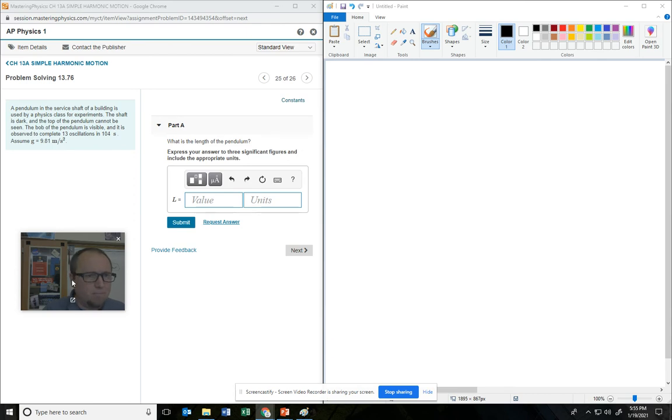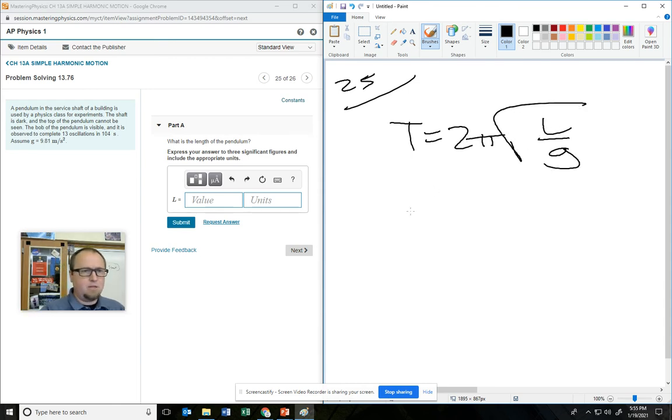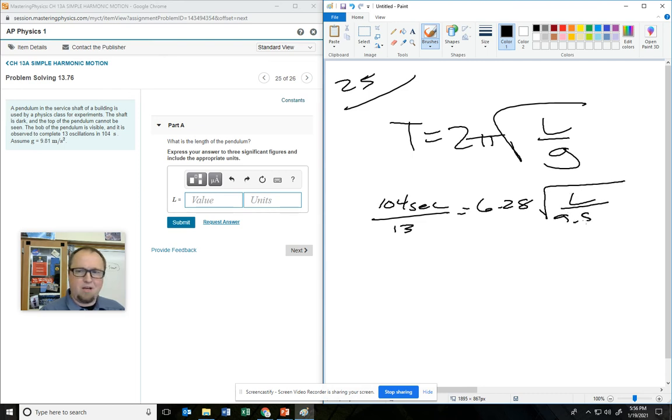25. Pendulum. What's the length of the pendulum? So in this one, number 25, you're going to T equals 2 pi square root of L over G. So the period is 13 oscillations in 104 seconds. So it's 104 seconds for 13 cycles. Okay, so that's my period. 104 over 13 equals 6.28 square root of, do we know what L is? We don't. 9.81 will be my gravity. Off you go. All right, 26.